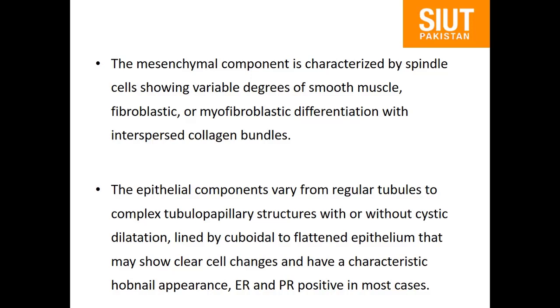And the epithelial components vary from the regular tubules to complex tubular-papillary structure with or without cystic dilatation, lined by cuboidal to flattened epithelium that may show clear cell changes and have a characteristic hobnail appearance. ER and PR positive in most of the cases.